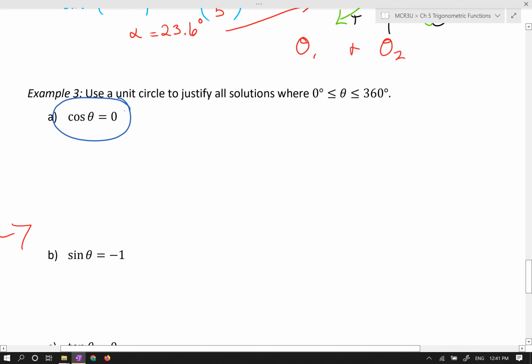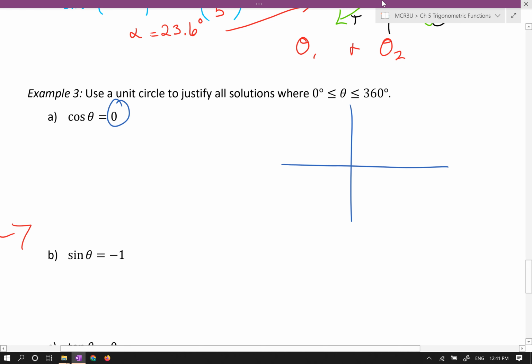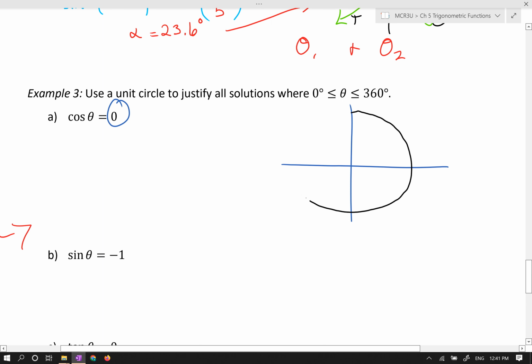Now, why do I need to use a unit circle for these solutions? Well, because I don't have any side lengths of right angle triangles with side length 0. But if you remember, I do have a unit circle. And on my unit circle, the cosine of theta, we know, is equal to my x coordinate. My cosine of theta and sine of theta, that's equal to my x, y.